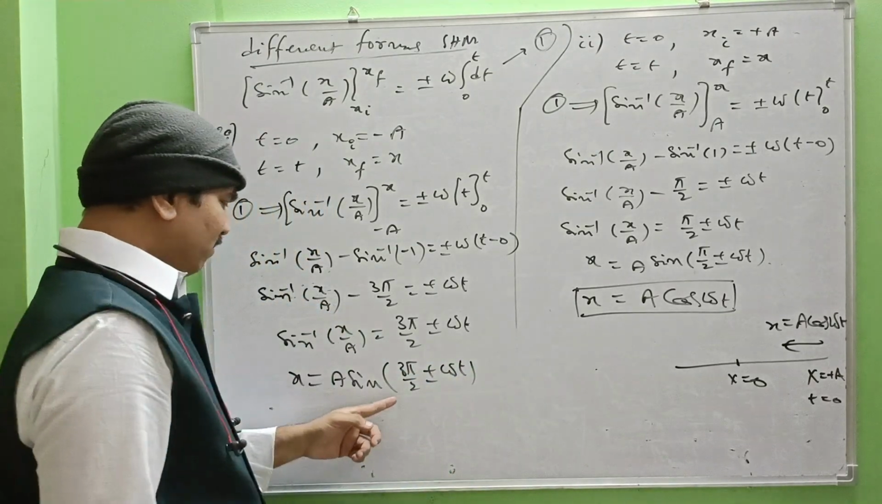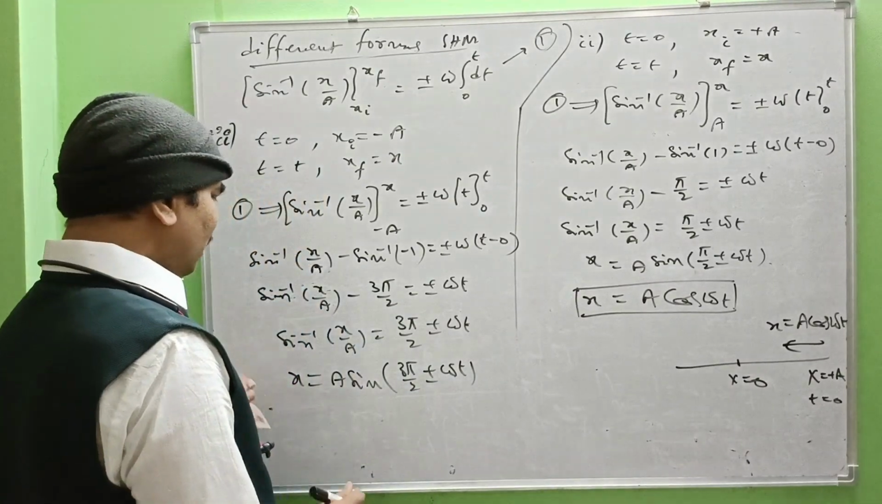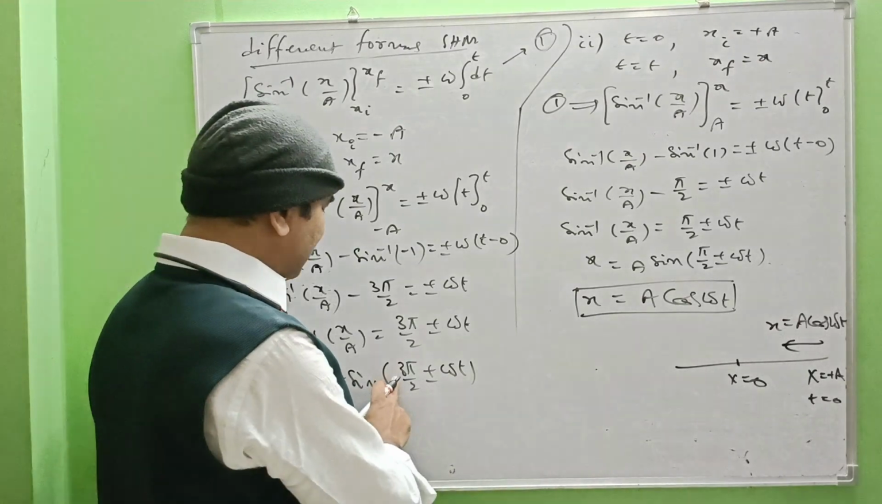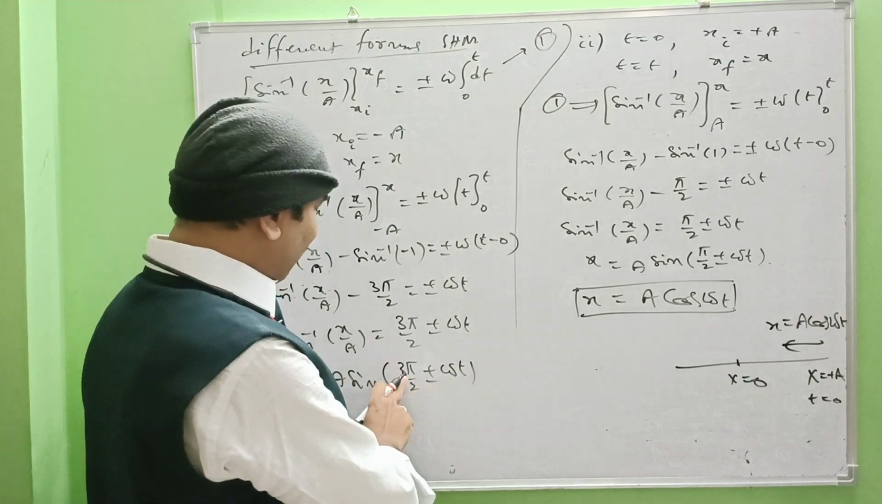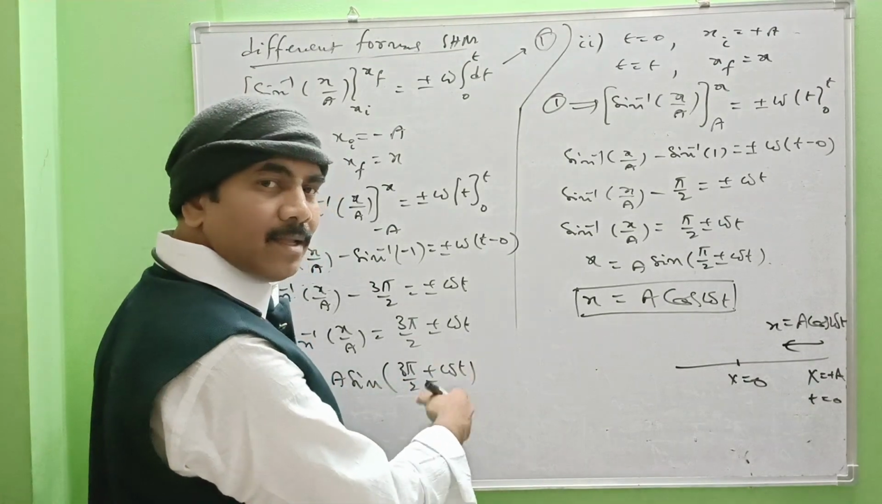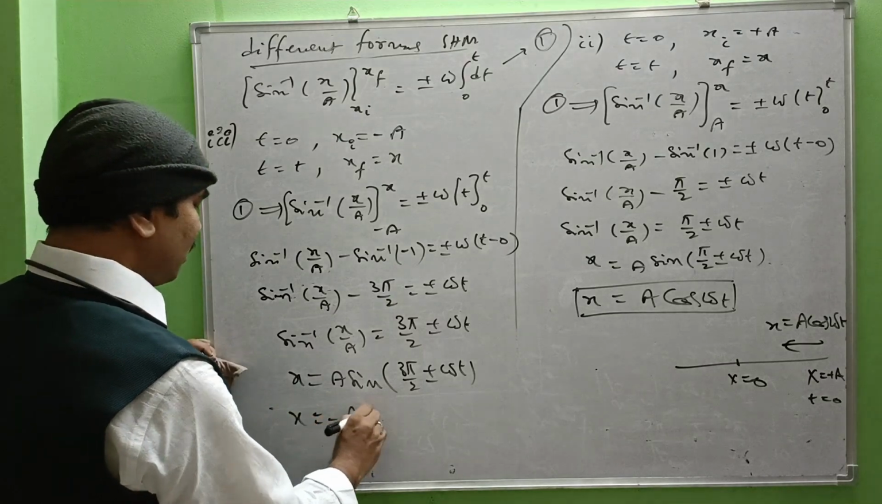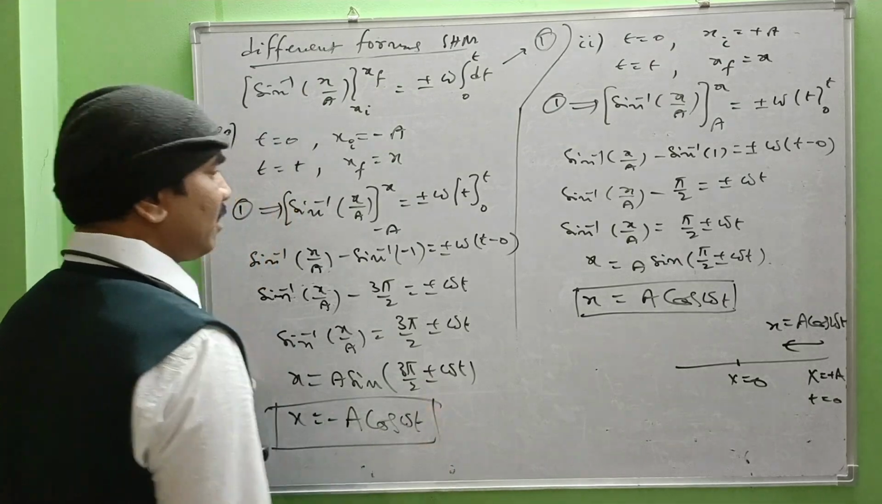What about the sine of 3 pi by 2 plus or minus omega t? Sine 3 pi by 2 means 270. Sine of 270 plus omega t means minus cos omega t. Sine of 270 minus omega t is also minus cos omega t. So ultimately it takes the form of minus a cos omega t.